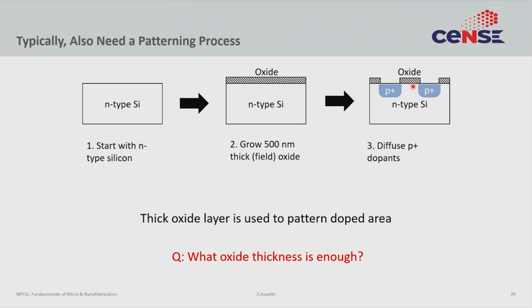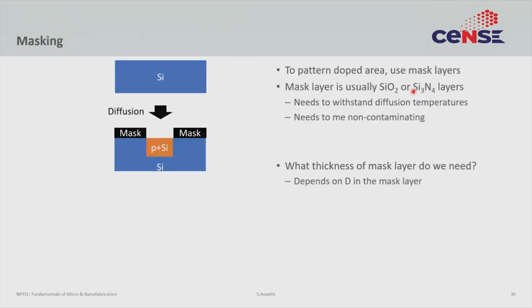The oxide is an amorphous material, so probably the diffusion through that material is very slow, but then what oxide thickness is enough to prevent diffusion of the material through it? Like, is 5 nanometers enough, is 100 micron enough? What thickness is required? In order to do that, we need to understand the concept of masking. So, that is what is called masking.